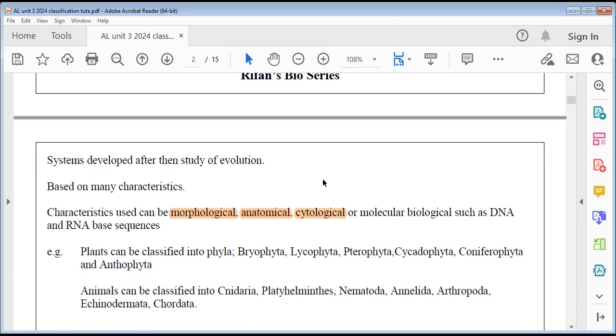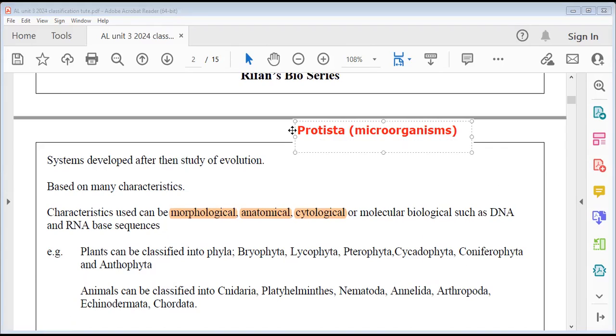Do you know the kingdom Protista? Yes, sir. But there's one thing you don't know. Once upon a time, Protista was a group limited for whom? Microorganisms. That means any microorganism, whatever it was, bacteria stayed in what? Protista. Virus stayed in? Protista. Fungi stayed in? Protista. Whatever the microorganism, all of them were, what is it? Protists. Protista.